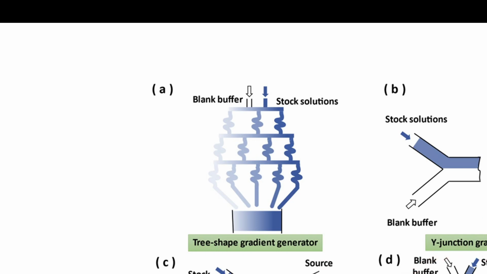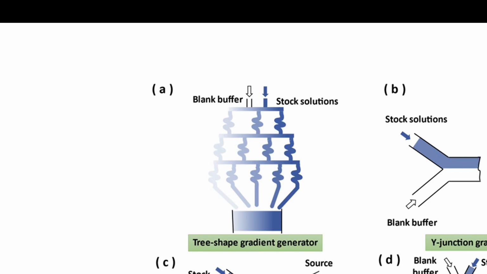Another is a Y-junction gradient generator, where the stock solution and blank buffer fluid come to the Y junction, the Y shape, where they will mix and go in another direction, where it will have the gradients. Here you can see the higher gradient will be the stock solution on this side, and the blank buffer's higher gradient will be this side. Okay, the lower gradient of the stock solution will be this side.